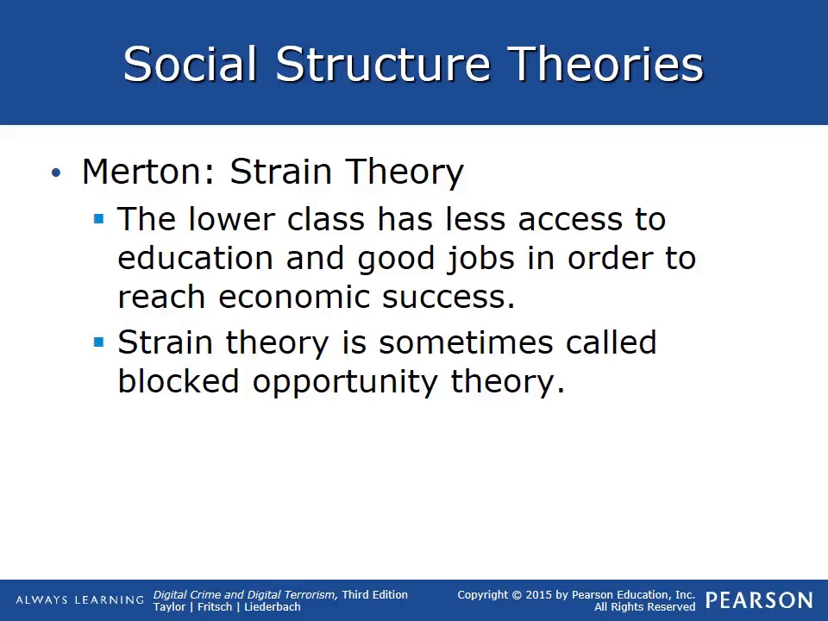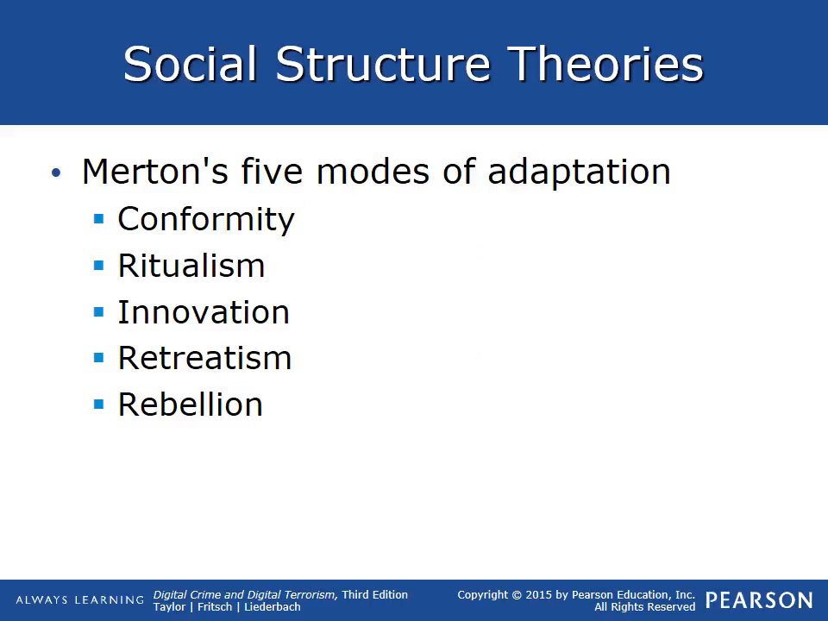Strain theory in Merton's world is sometimes called blocked opportunity theory. They may not have access to the tools that allow them to escalate themselves in society. And Merton basically alludes to five adaptations: conformity, ritualism, innovation, retreatism, and rebellion. And rebellion is really where you find your criminal activity going on.